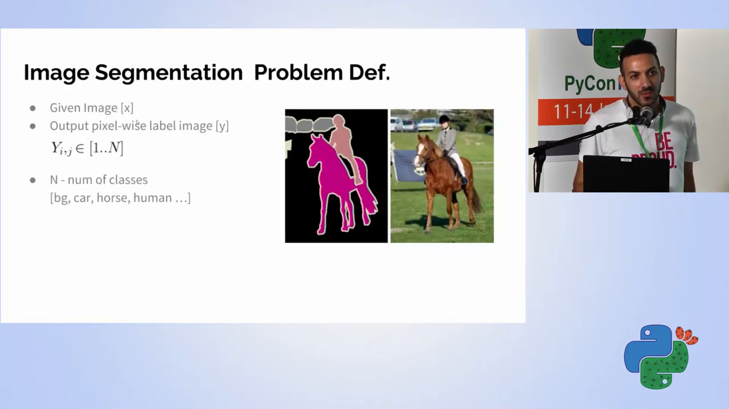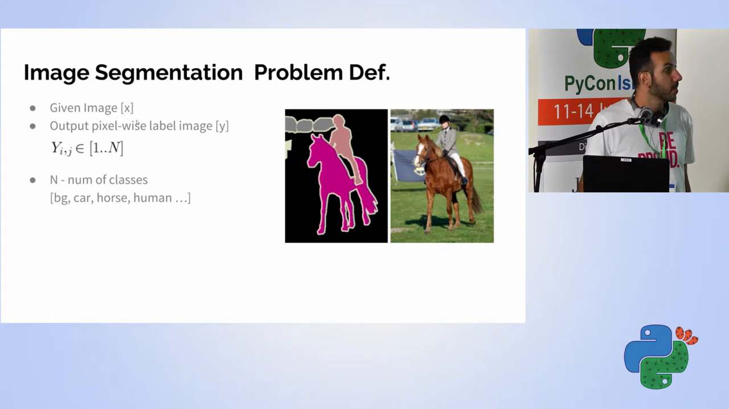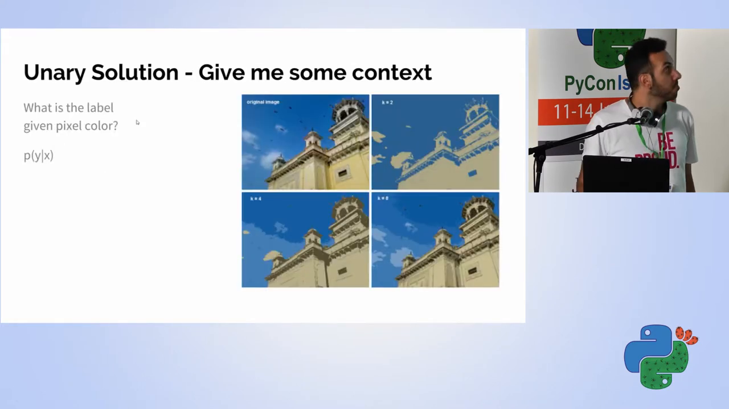All right, so the problem definition. Given an image, I want you to tell me for each pixel what it is. Is it background? Is it the horse? Is it a human? Semantic segmentation in particular means that I have a closed, fixed set of labels, and I want each pixel to be one of these labels. As opposed to generic segmentation, semantic segmentation is a closed set. So it's basically a classification problem for each pixel. But let's start with the super naive, super obvious solution. Don't try this at home.